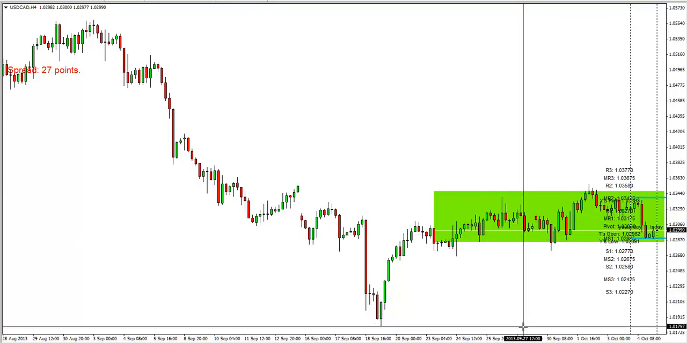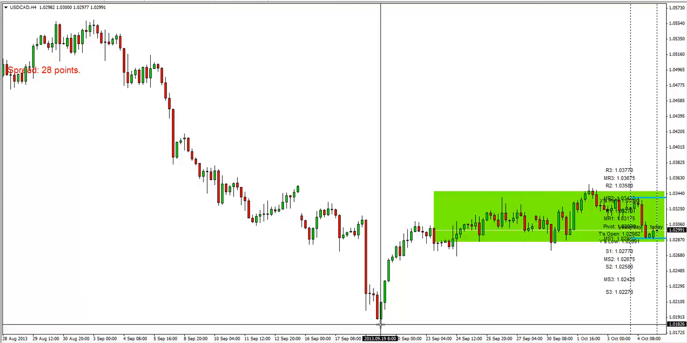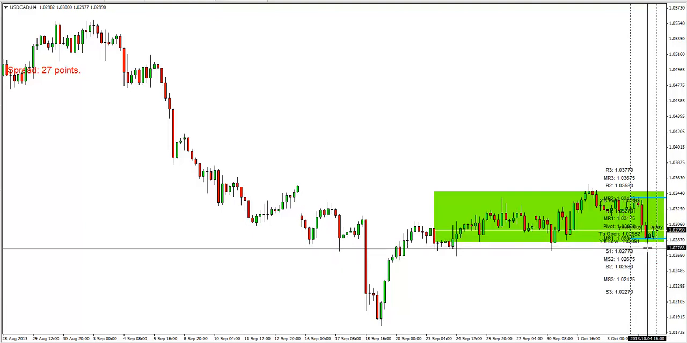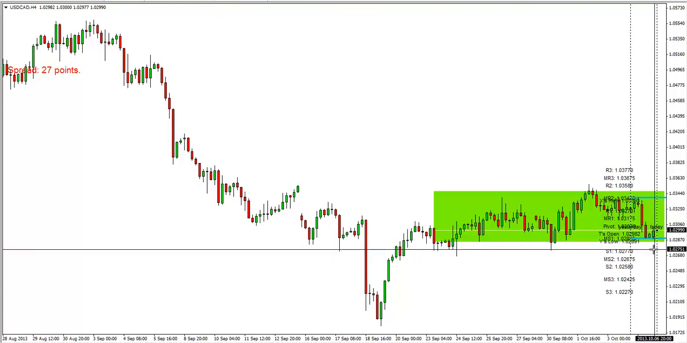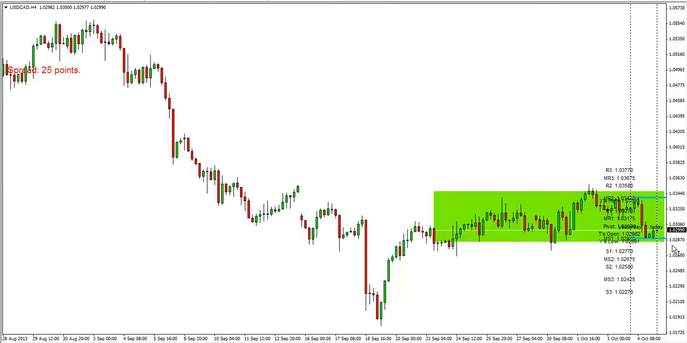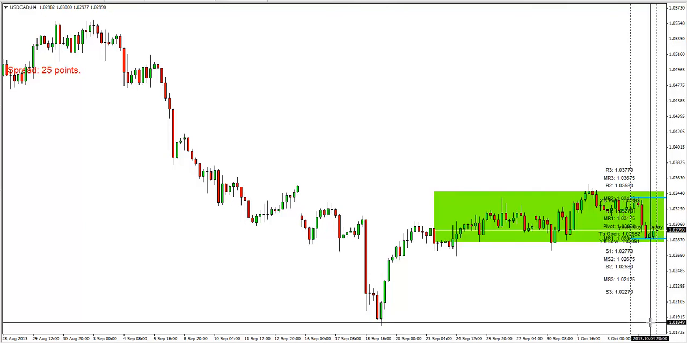So this level has developed a lot of support on the 4-hour chart. So it's more likely that if we ignite a breakdown in this area, this support level is going to attract it like a magnet. So this is the first thing that we're going to watch for.